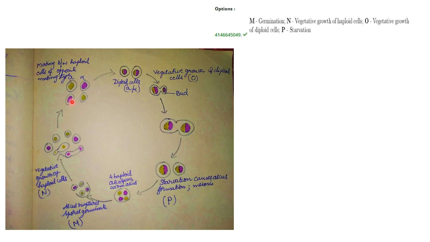These are the haploid cells, and you will get the products after the vegetative growth. Then these will again become diploid cells, then budding, then again starvation period, ascus formation, and the cycle continues. So the option here: M is germination, N is vegetative growth of haploid cells, O is vegetative growth of diploid cells, and P is starvation. So option 1 is correct.